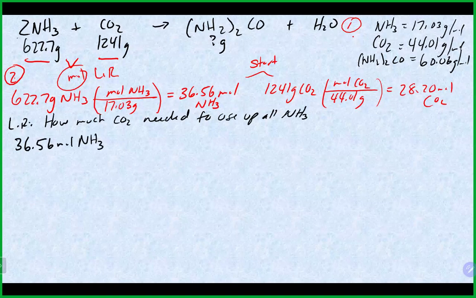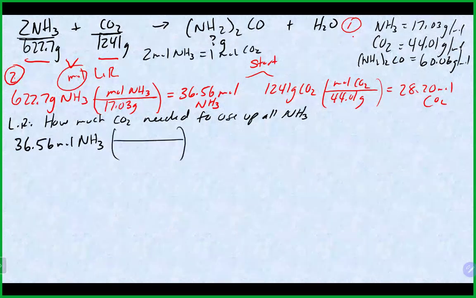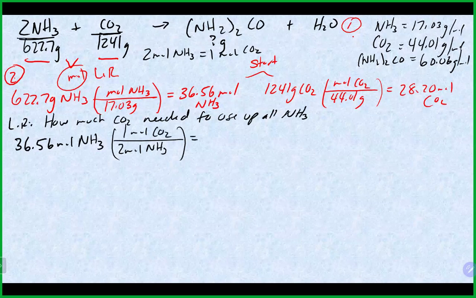Going to the equation, it is a 2-to-1 relationship. So for every 2 moles of NH3, I have 1 mole of CO2. So we're going to use that as our conversion factor here. 2 moles of NH3, 1 mole of CO2. So we'll take our 36.56 and divide it by 2. 18.28 moles of CO2 is needed.